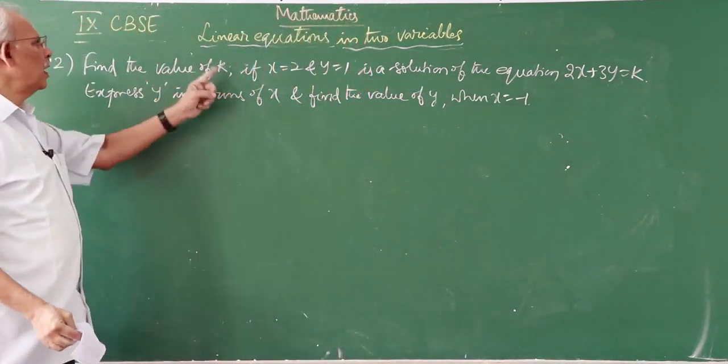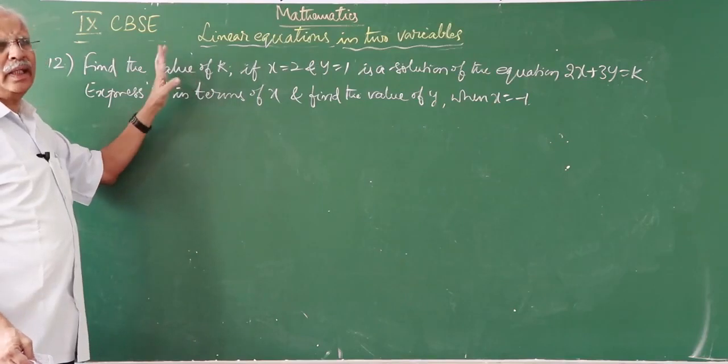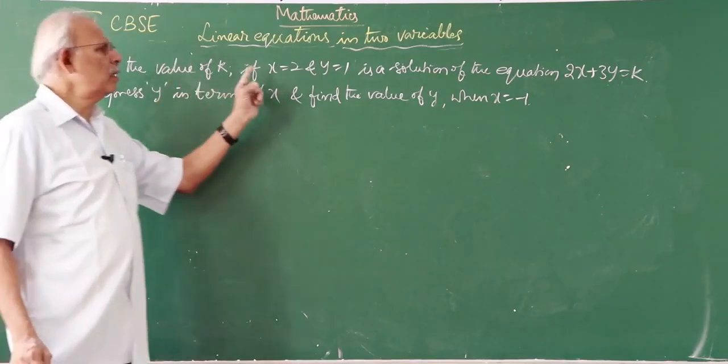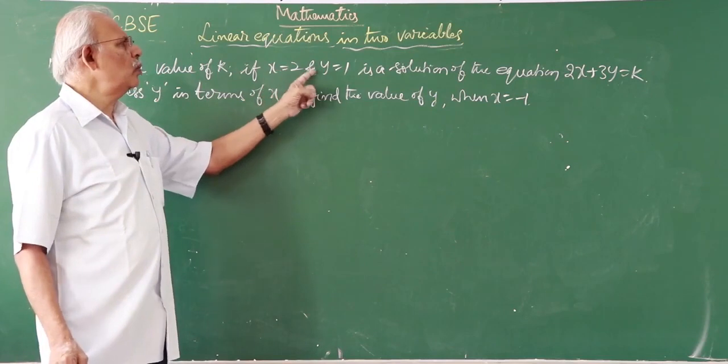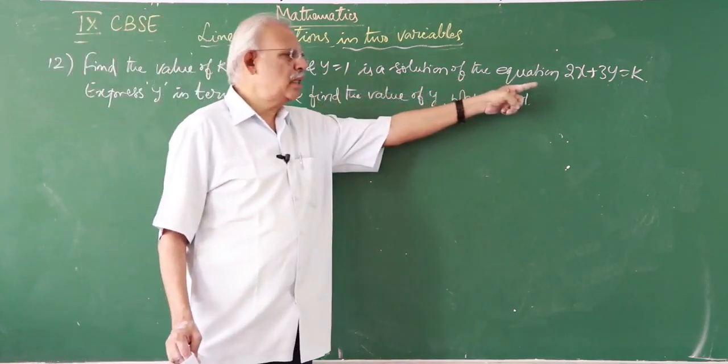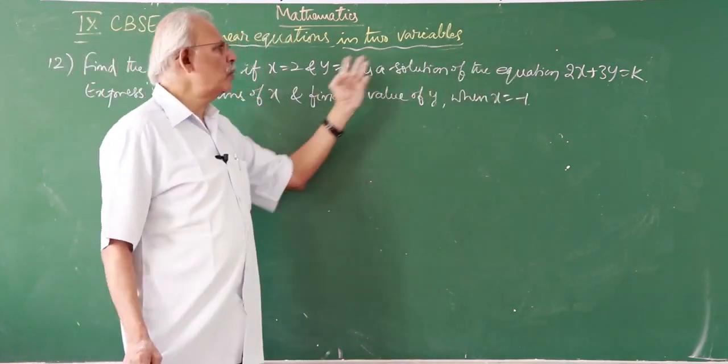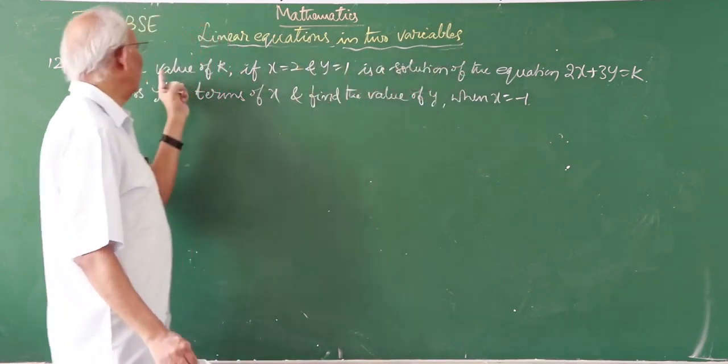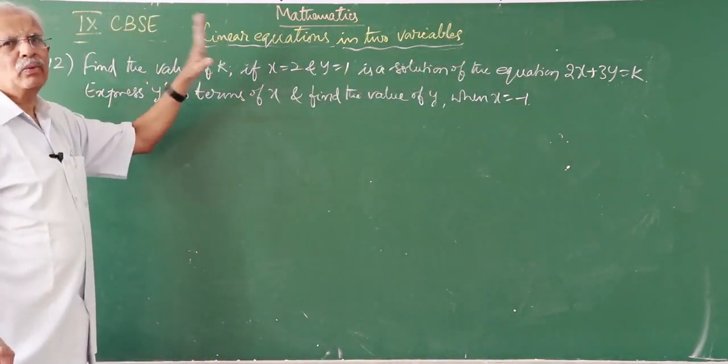Now, study the problem. You are required to find the value of k. You are given x equals 2 and y equals 1, and the equation is that one, and you have to substitute the values and find the value of k. That is one part over.